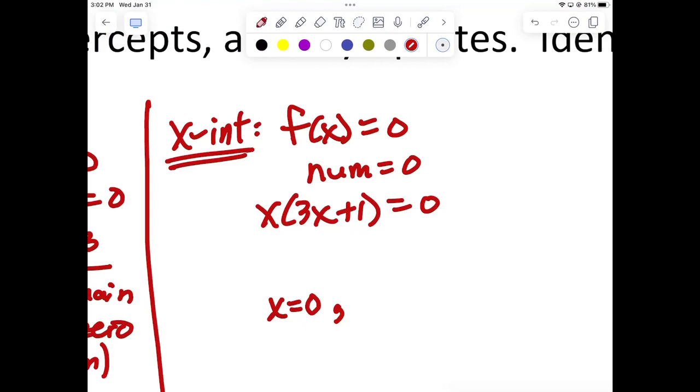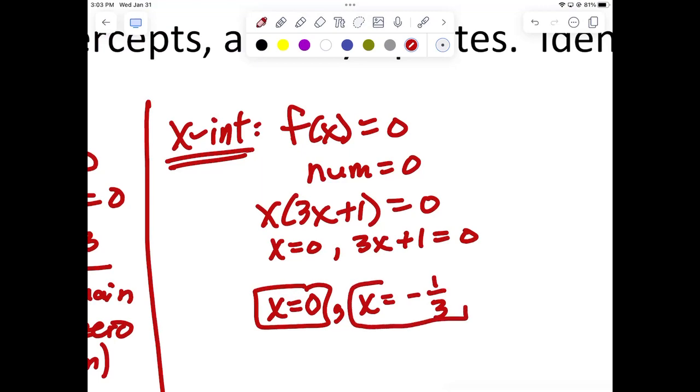If 3x plus 1 is the factor, what's the corresponding root? Not 1/3, but -1/3. Now, if you need to show intermediate steps, go for it. Set x equal to 0, set 3x plus 1 equal to 0, and then solve, right? Solve. You would subtract 1 and divide through by 3. But we get these 2 fellows right here.